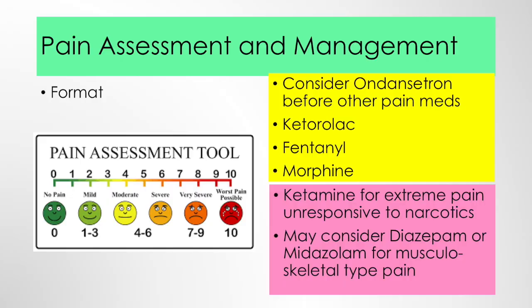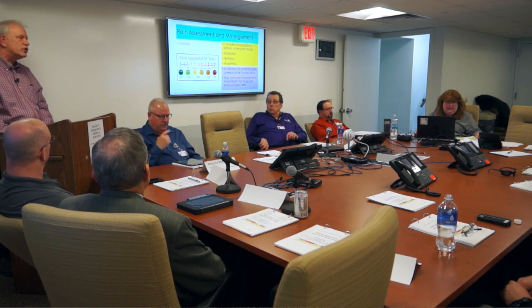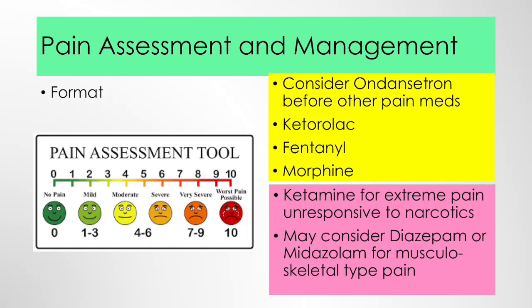Pain assessment and management, formatting, but the consideration of using ondansetron before you give narcotics, just to help with that nausea and vomiting. Ketorolac, fentanyl, and morphine are options for the intermediates, and the addition of ketamine for extreme pain for use with paramedics. If you've got a patient with extreme pain and the narcotics just aren't cutting it for them, you've got that as an option. Also, paramedics can consider the use of diazepam or midazolam for musculoskeletal type pains.